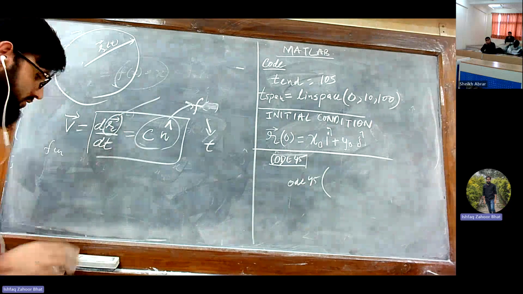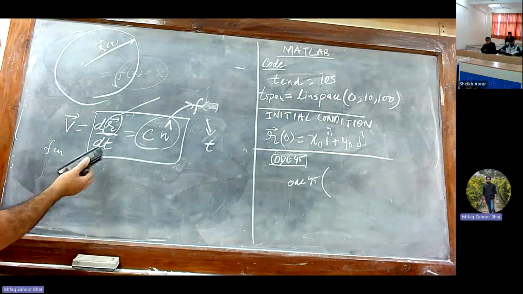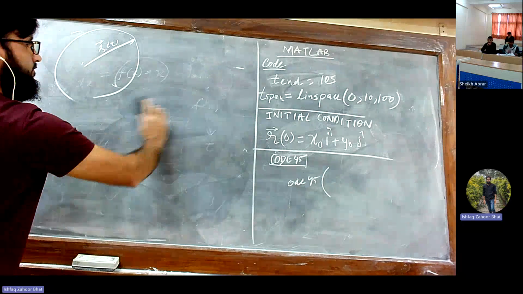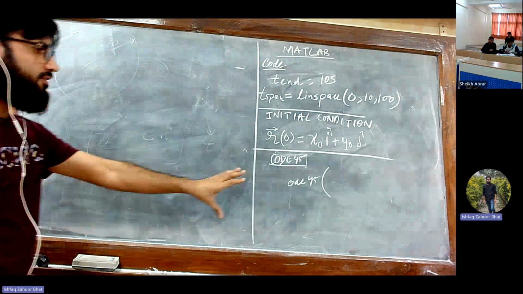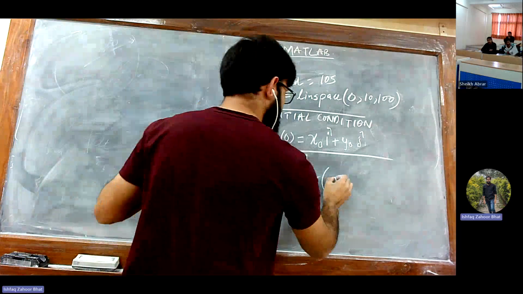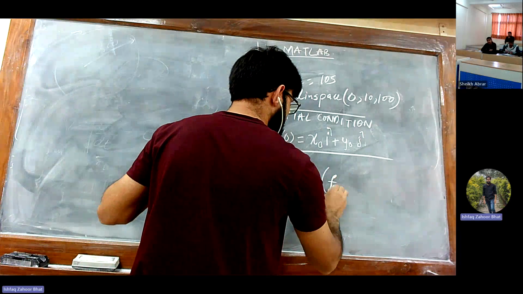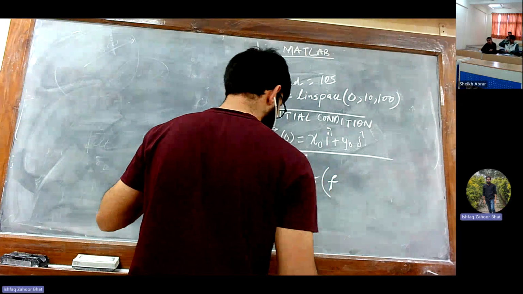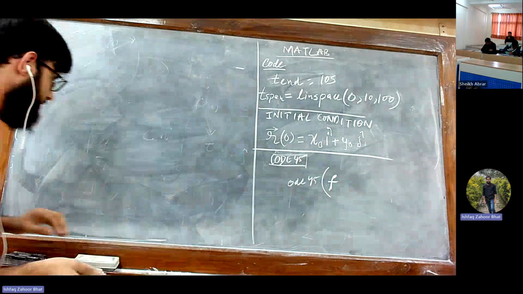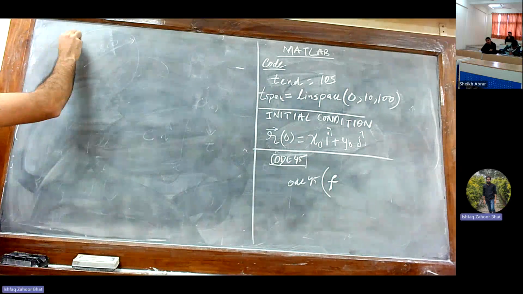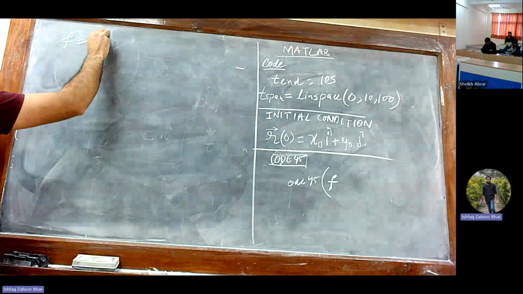Okay, so once this is done, we have got this function here, and I call this function the f function. I call it my RHS.